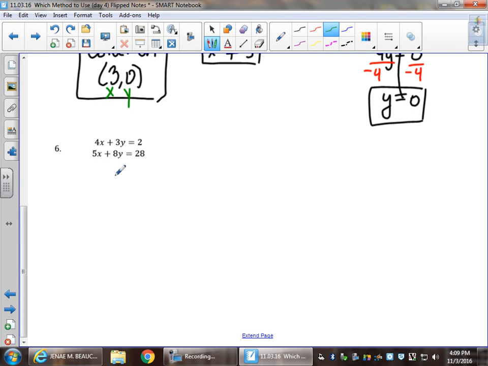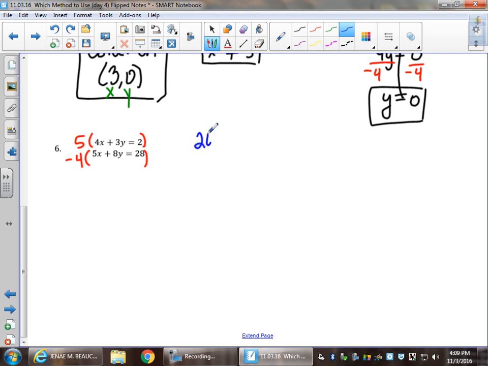I think I'm going to choose to have my x's cancel. If you want y's to cancel, go ahead and work towards that positive and negative 24y, and we should still get the same answer. So go ahead and click pause. You do yours, and I'll do mine, and we can compare. To get my x's to cancel, I need a positive 20x and a negative 20x. So I'm going to get a positive 20x here by multiplying this top equation by 5. And I need a negative 20x down here, so I'm going to multiply this through by negative 4. Let's see what we get when we do that.